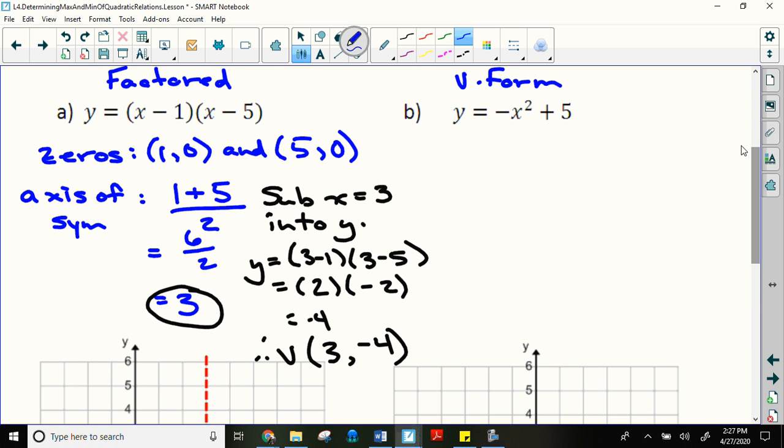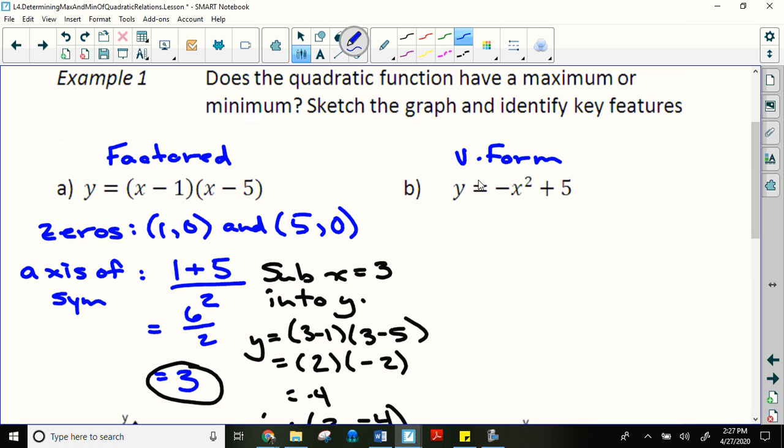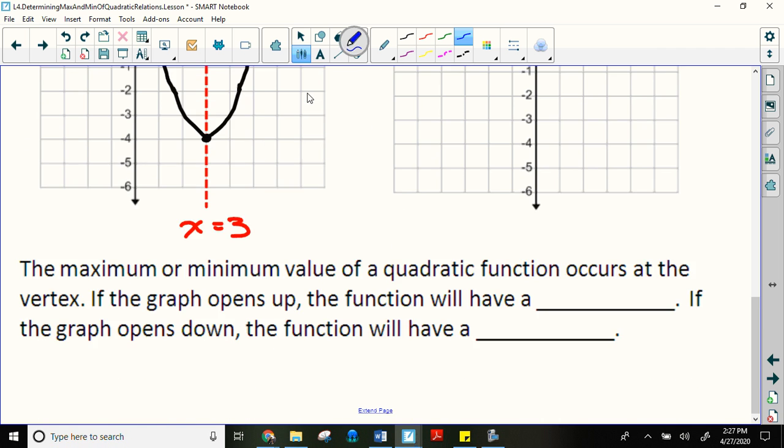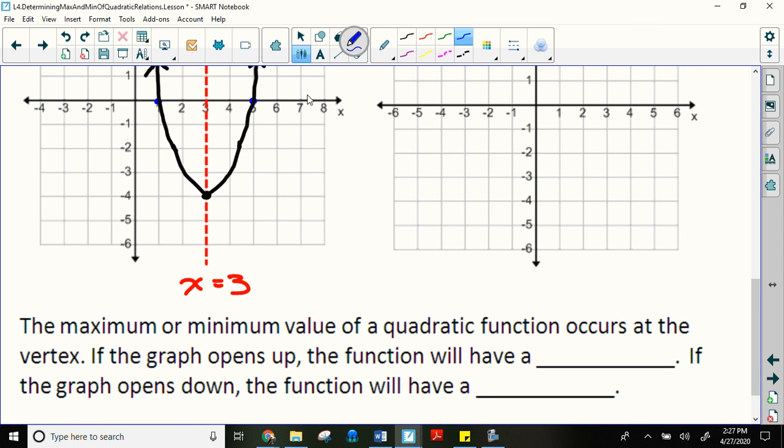Let's look at a different way we can get the information about, oh, am I done? Does the quadratic function have a max or min? This one has a minimum. We didn't answer the question, but now we did.